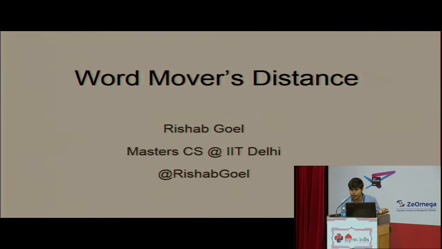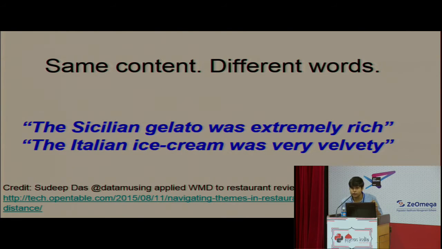Today I'll be talking about a document similarity metric known as Word Mover's Distance. First of all, let us try to understand why document similarity is being talked about and why it is a very difficult task. As you can see, these two sentences, "The Sicilian gelato was extremely rich" and "The Italian ice cream was very velvety," have in some sense the same content, but there is no same word between them.